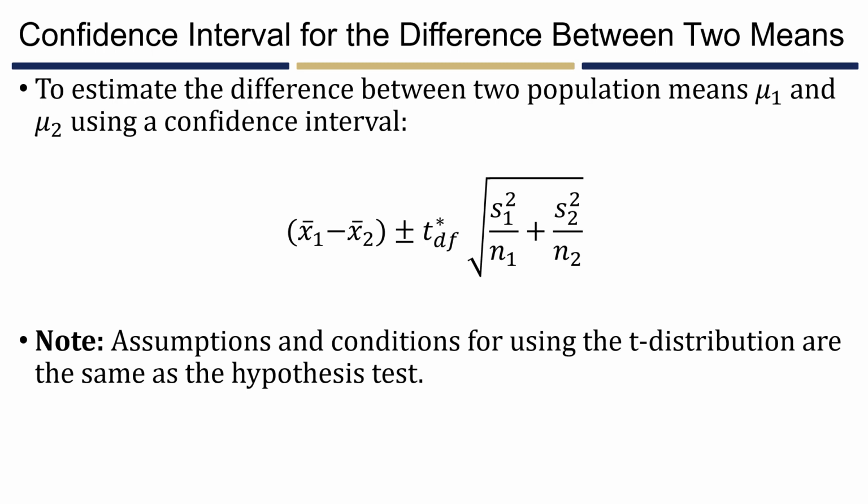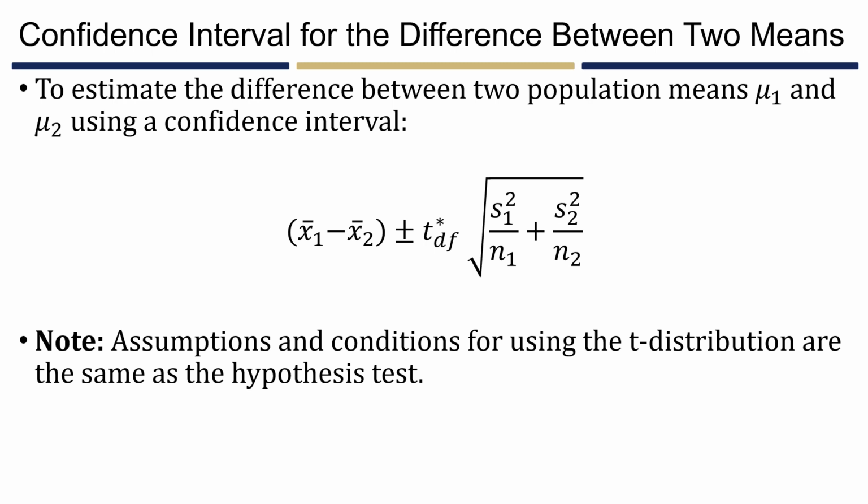So to estimate the difference between two population means, mu1 and mu2, using a confidence interval, we can center the interval at the difference between the sample means, x1 bar minus x2 bar. Then we'll add and subtract the margin of error, which is calculated by taking the critical value from the t-distribution times the standard error of the difference between the two means. The sample variance for the first sample divided by its sample size, plus the sample variance for the second sample divided by its sample size, that entire sum underneath the radical.